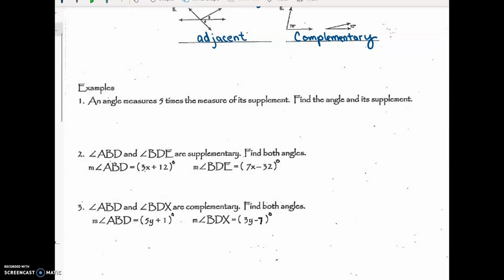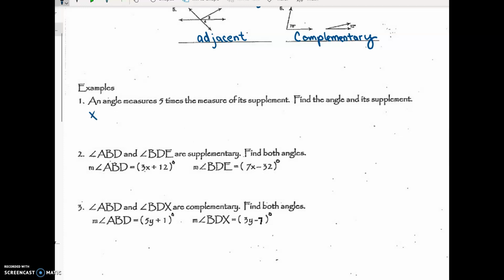So here we have some examples where we're applying our algebra knowledge along with our geometry knowledge. In these examples, we want to think about solving those equations. The first example, we have an angle measure that is 5 times the measure of its supplement. Now, we know supplementary angles have to add up to 180. So let's think about how we would set up this equation.